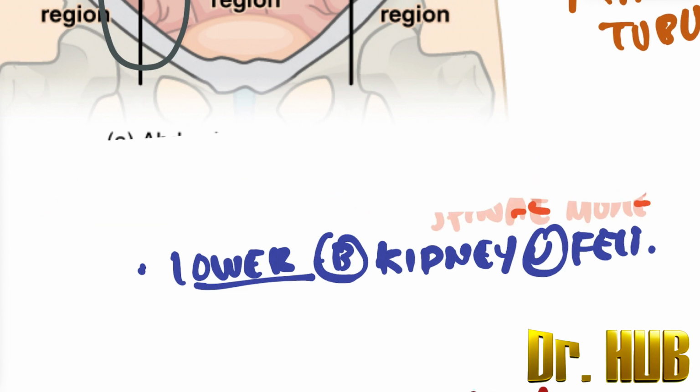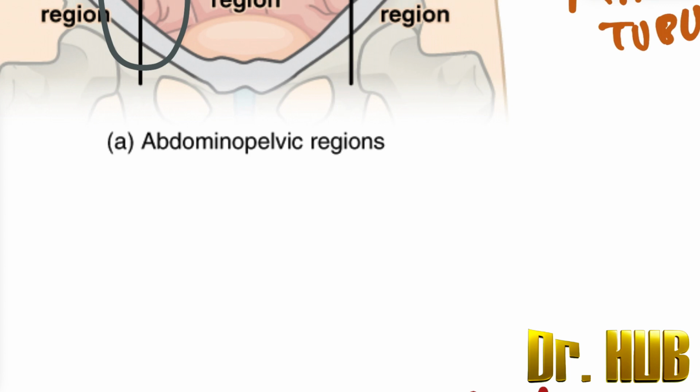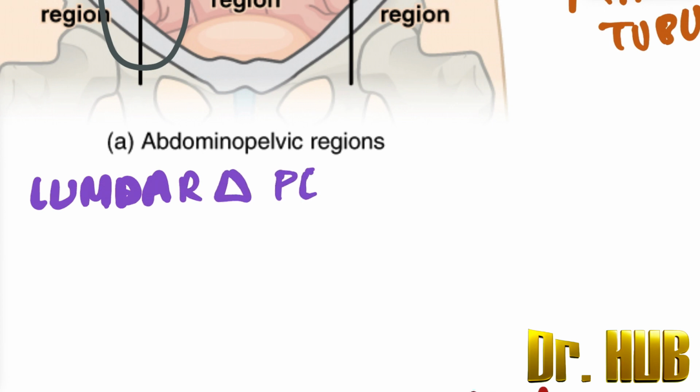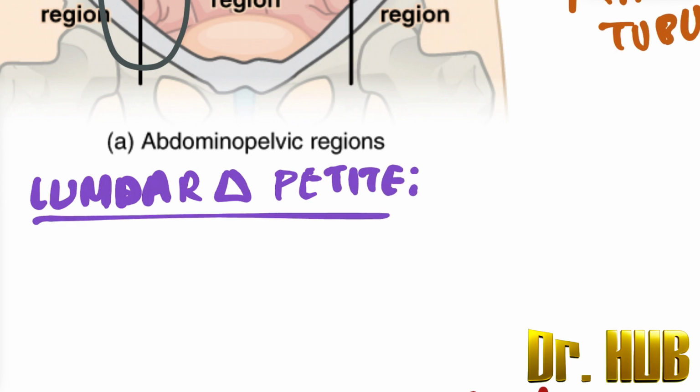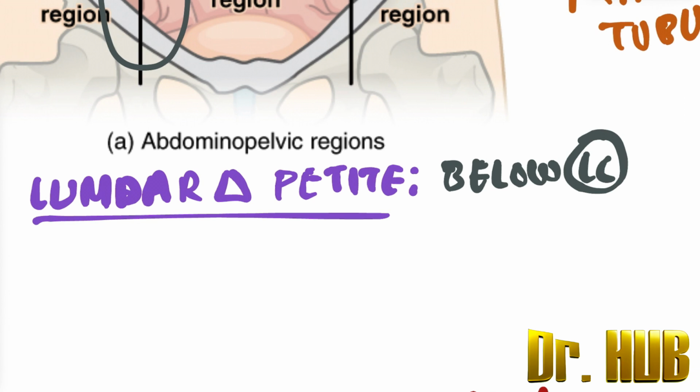Lastly, the important one is the lumbar triangle of Petit. So what is meant by this lumbar triangle of Petit? It is found above the iliac crest. IC stands for the iliac crest. Let's write crest so it's easier to understand.